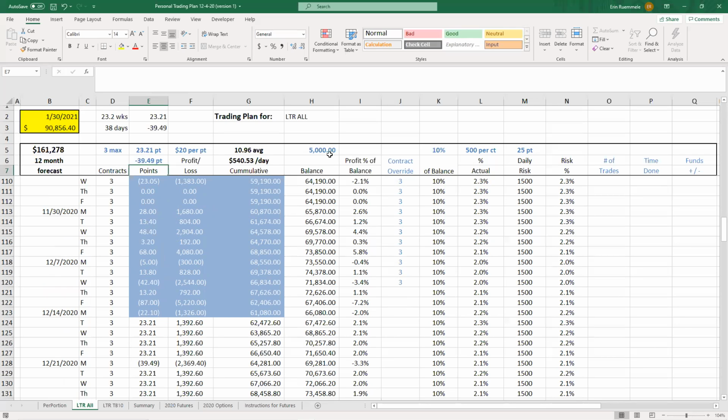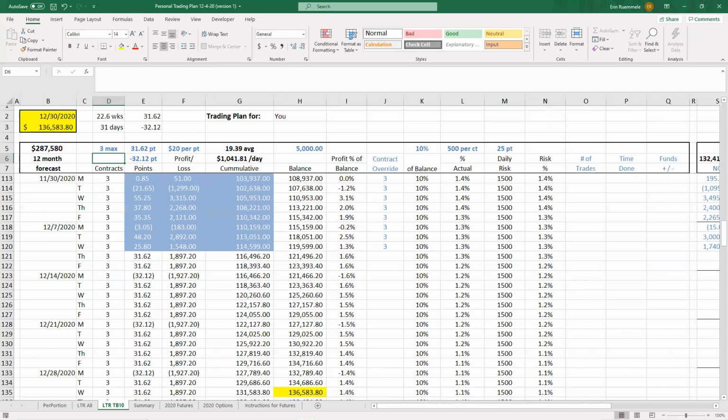Again, all starting with a $5,000 balance. Right now, our account balance is currently up to about $66,000. And again, this is just trading 9:30 to noon, very limited trading here, just a few hours. So not a significant investment of your time.